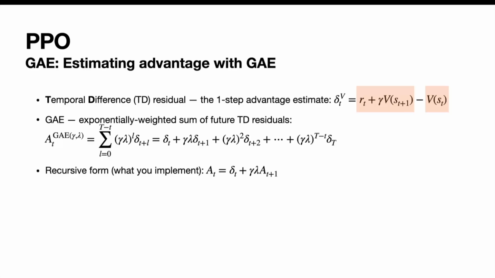The recursive form is the one we usually implement. The advantage at step t equals delta t plus gamma times lambda times the advantage at the next step.